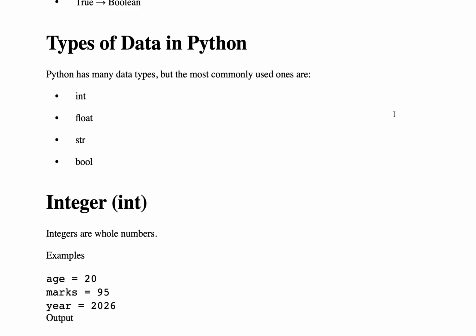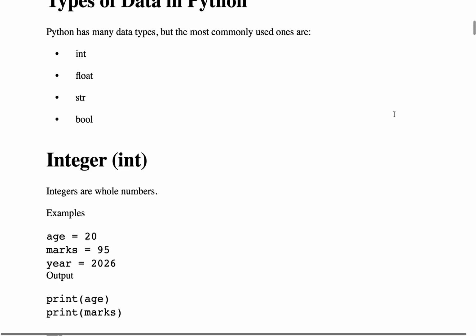What does this mean? It means Python automatically determines the data type based on the value you assign. For example, if you write age equal to 20, Python understands that 20 is an integer. If you write price equal to 99.99, Python understands that this is a floating point number. If we write name equal to Rahul, Python automatically recognizes it as a string. We don't have to tell Python what the data type is, it figures it out for us. That's one reason why Python code is so clean and beginner friendly.